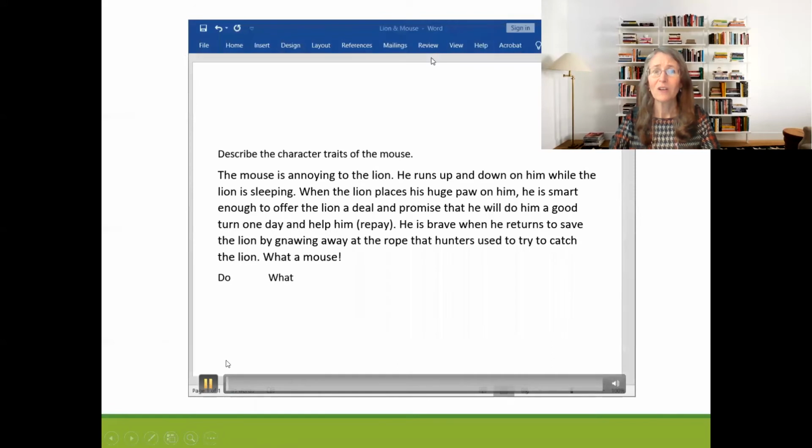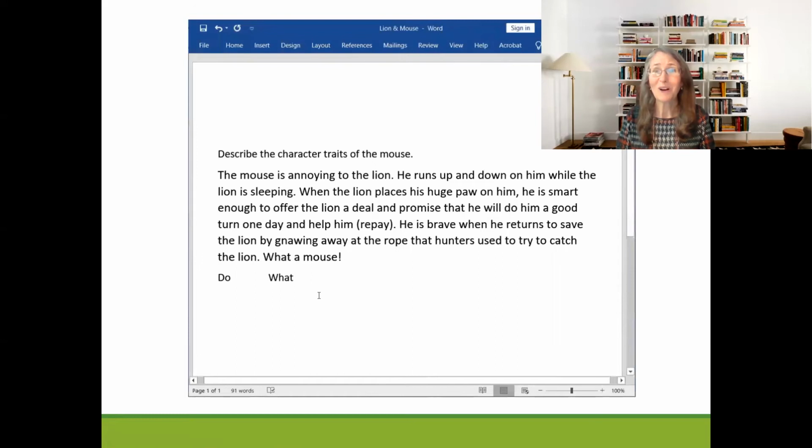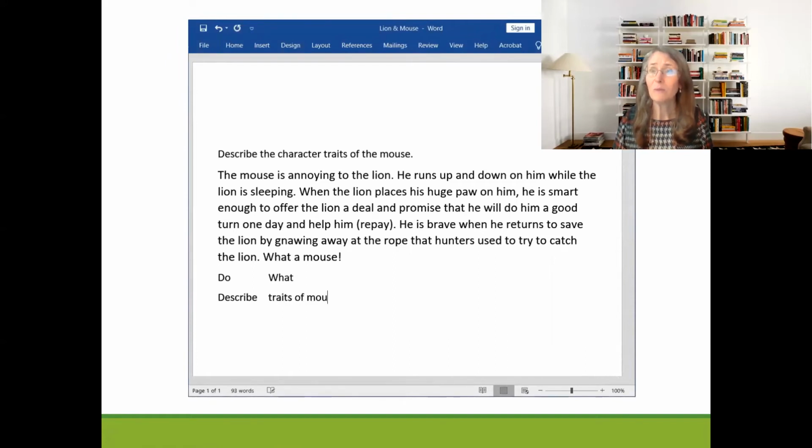Okay, so I'm now going to show you a set of behaviors that you can follow. Editing checklists can be nice, particularly when you make those, but sometimes it's hard to know which ones I really did do and check it all off, and it's hard to see my paper after I've written it. So it can be easier to just follow a set of behaviors. So here are a list of behaviors that you can follow. The first is to do your do what. To look at the paper and remember, did I actually answer the prompt? So the prompt here is describe the character traits of the mouse. So the do would be describe, and the what would be traits of the mouse. So that would be the first step.